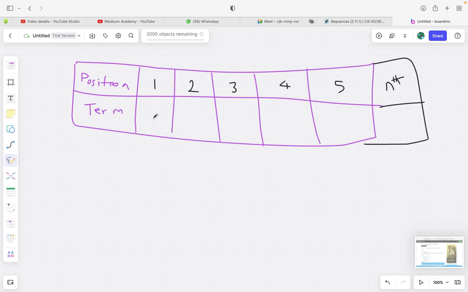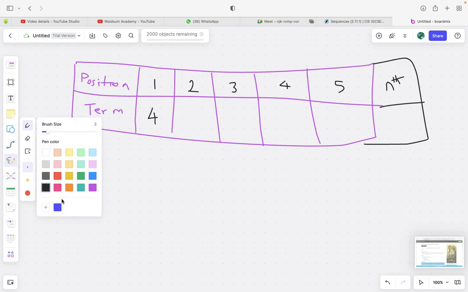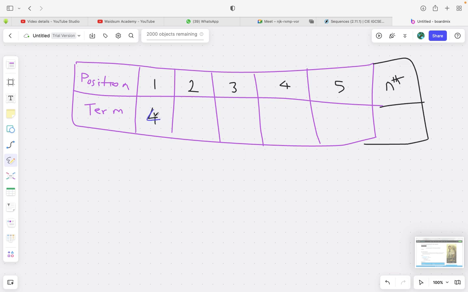Now, the first number in the terms was 4, right? We can use a different color. The second number was 5, right? And there's 6, and there's 7, and there's 8. These are the terms. So 4 is the first term. This is the second term. This is the third term. This is the fourth term.